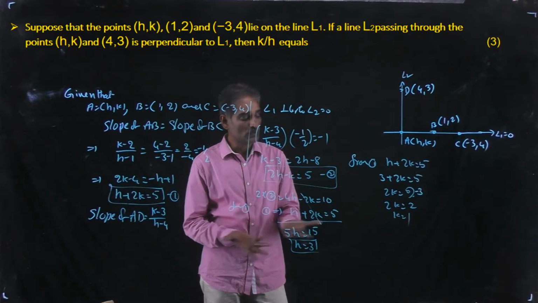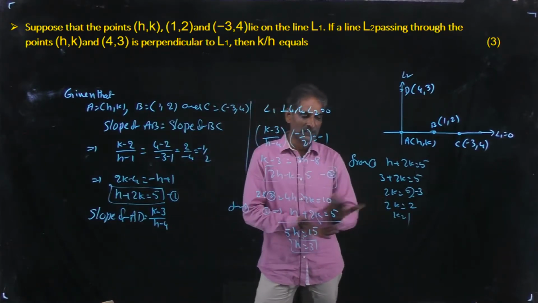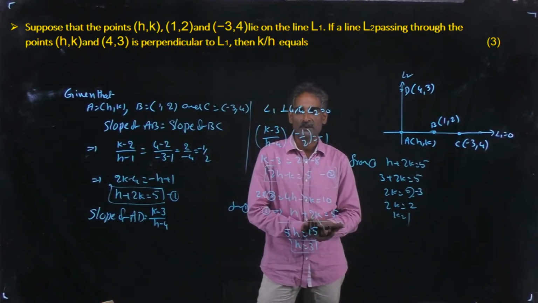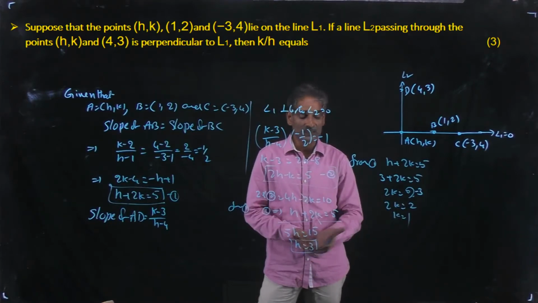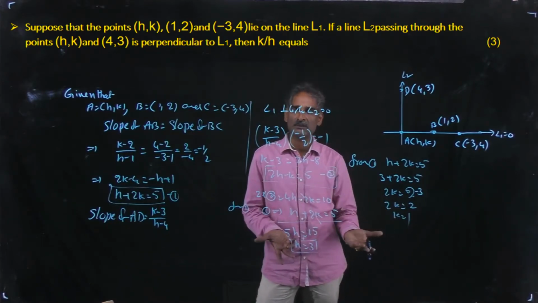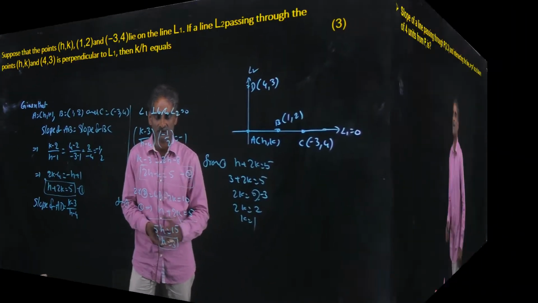h is equal to 3, k is equal to 1. Understand? h by k is equal to 3. k by h is equal to 1 by 3. You may ask any type of question. Okay. See this problem.